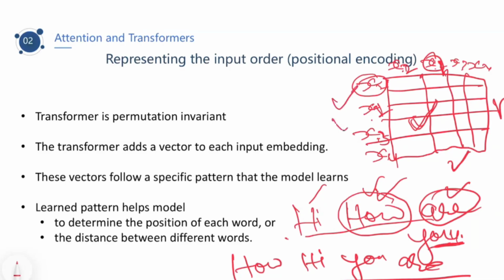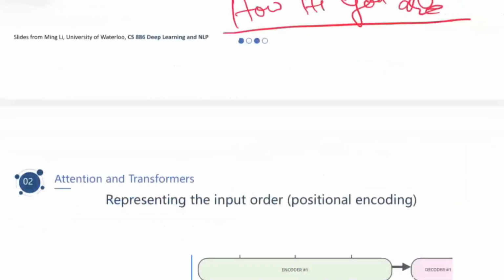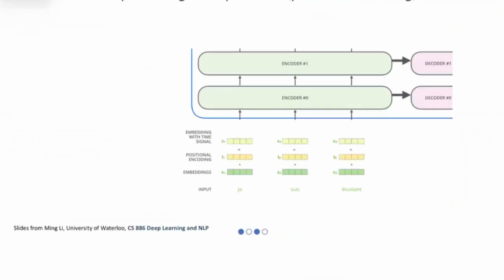Till now there is no position information involved here. But if you have some positional information involved, then you can easily determine the position of this word, and we can also find the distance between different words. So let us include that. Let us introduce that position information.